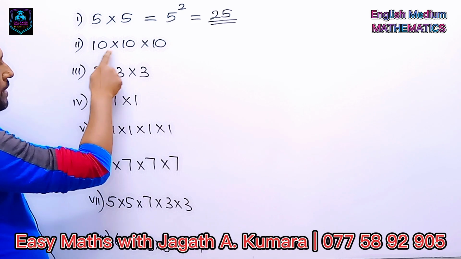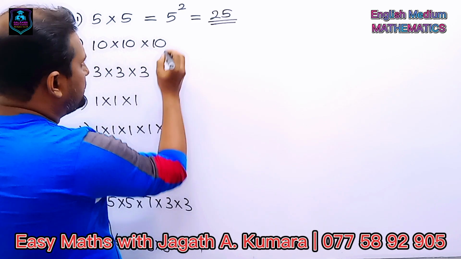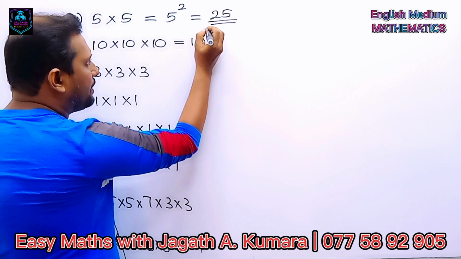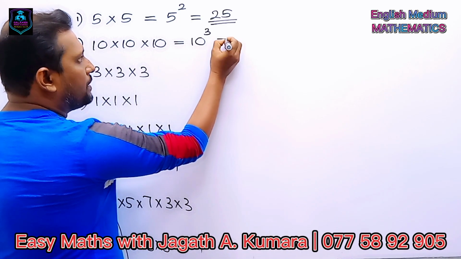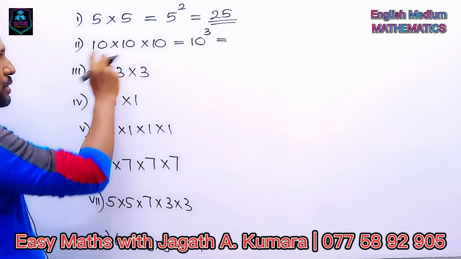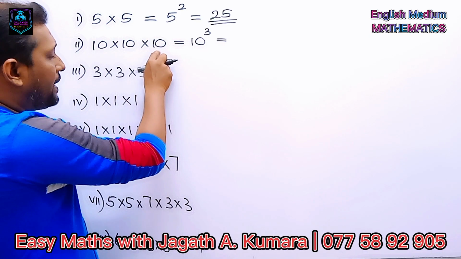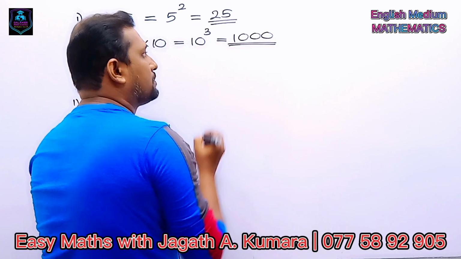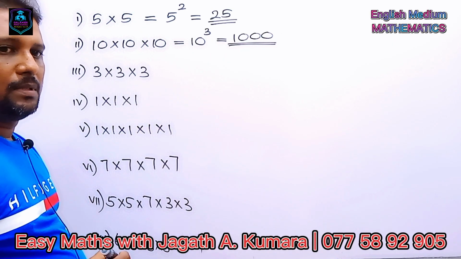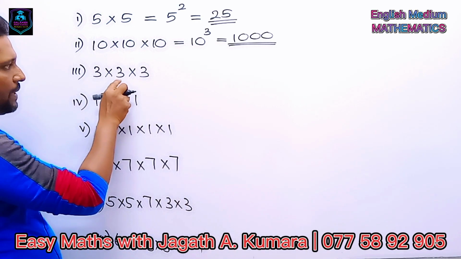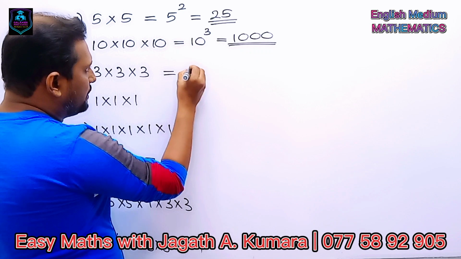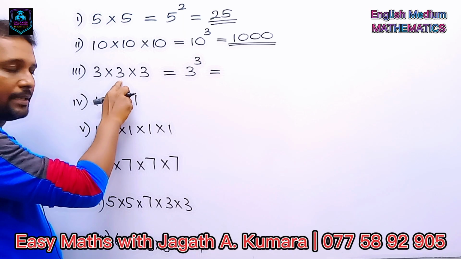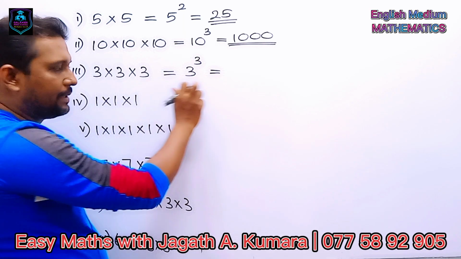Next one, 10 multiply 10 multiply 10. Index form we can write 1, 2, 3 times, no? So 10 to the power 3. 10 to the power 3 is 10 times 10, 100. 100 multiply 10, 1000. Right, then third one, look at 3 multiply 3 multiply 3. 3 to the power 3. 3 times 3, 9. 9 times 3, 27.